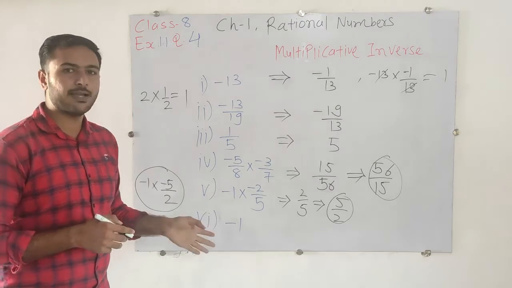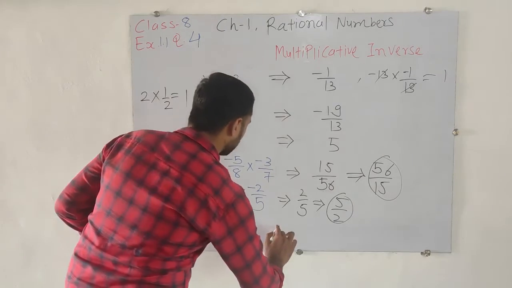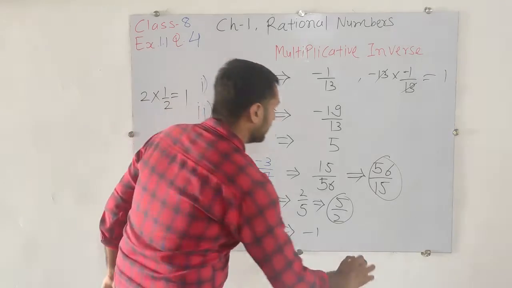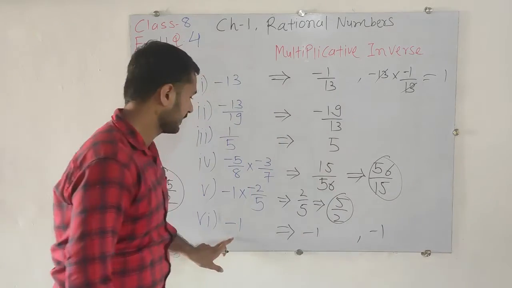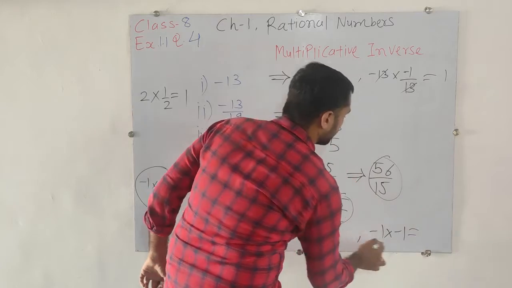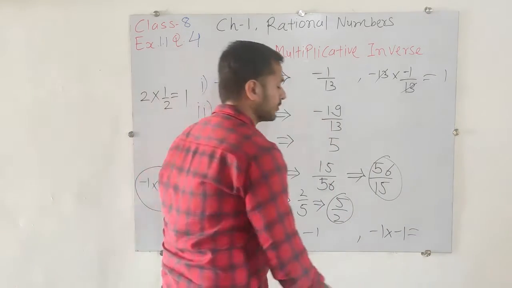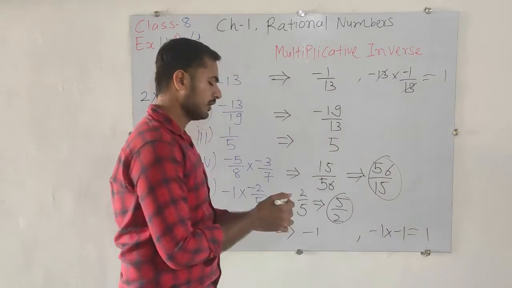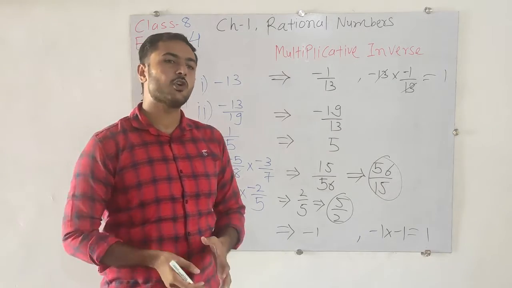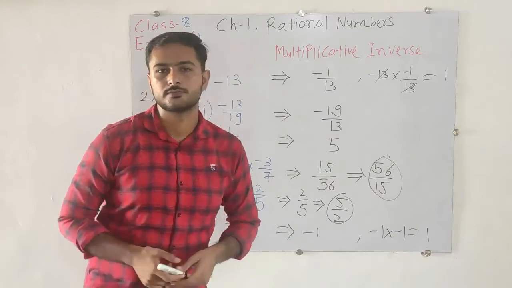The next one is minus 1. So minus 1 will be as it is, that is minus 1. Okay, let's check for minus 1. Minus 1 multiplied by minus 1, multiplied by minus 1. 1 ones are 1 and minus minus plus, so that is plus 1. So here we got the answer plus 1. It means this is correct. Okay. Now just pause the video and note it down.